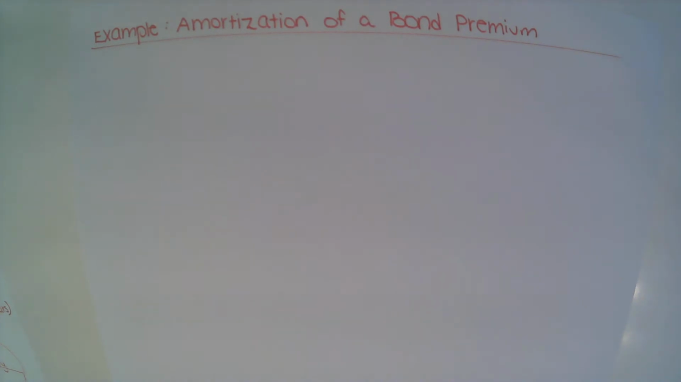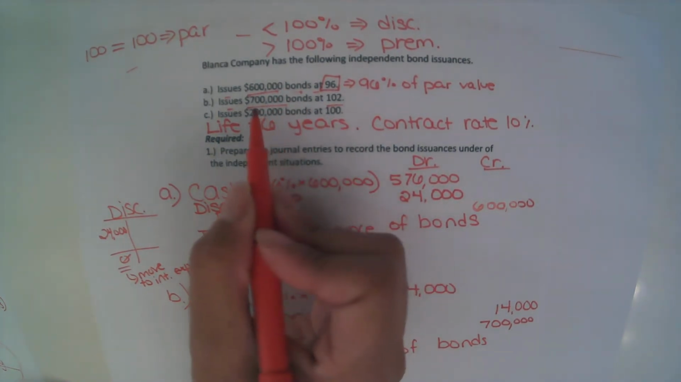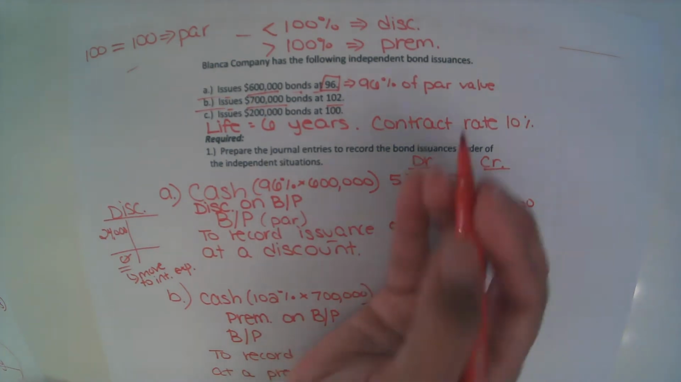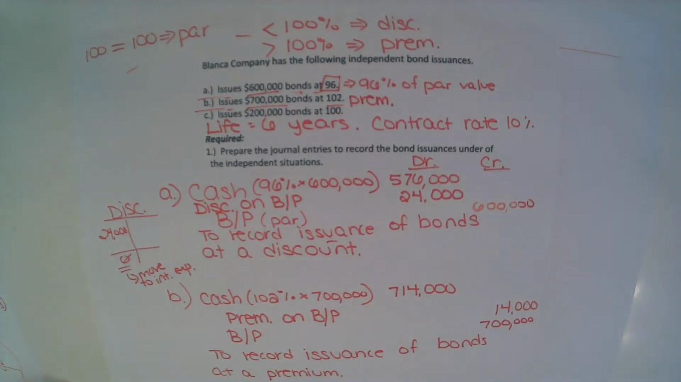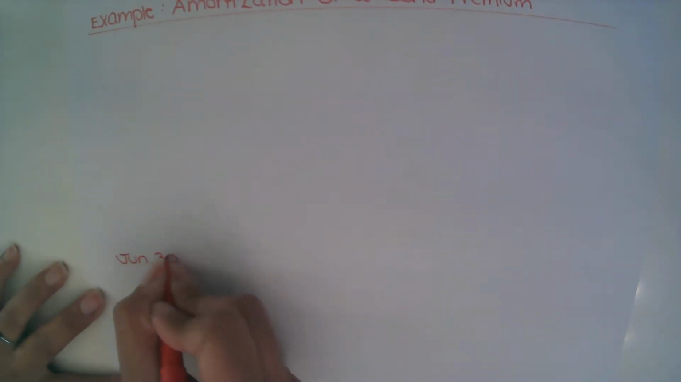And we will base it off of the example we did not too long ago for Blanca Company. Now we're going to take item B, where the bonds were issued at a premium. And again, we knew it was a premium because it was over 100. So that's the one we'll look at in this example. So again, assuming that we record depreciation twice a year, our journal entry would be on June 30th.